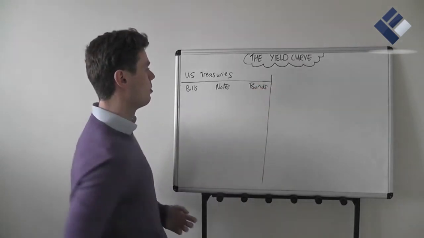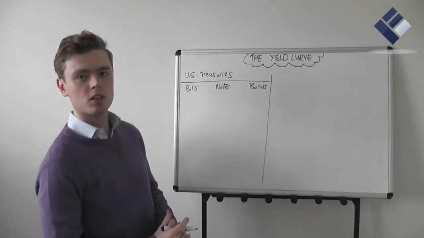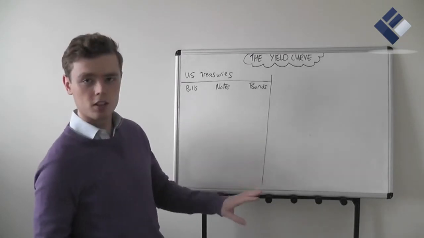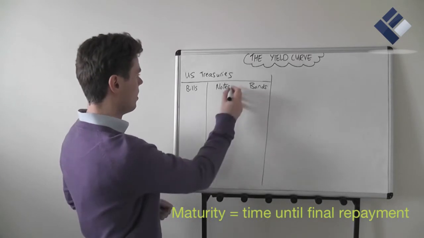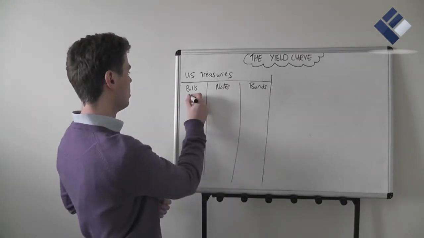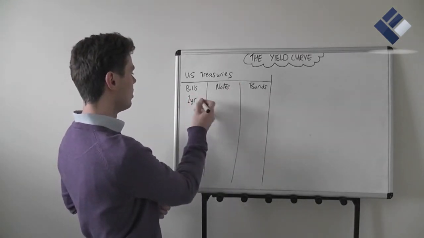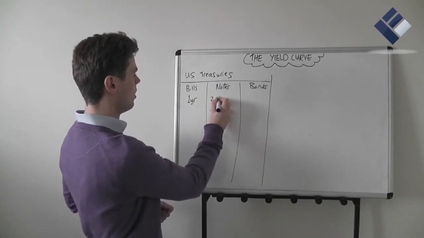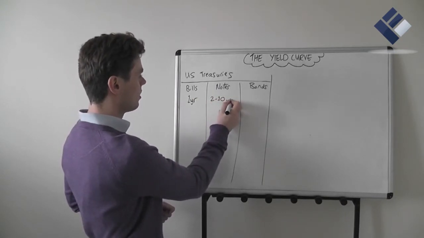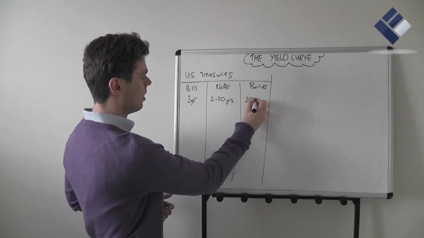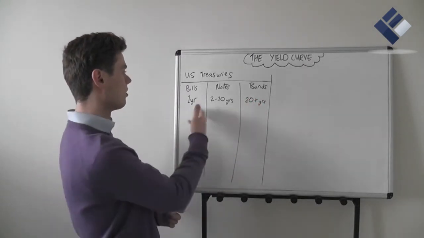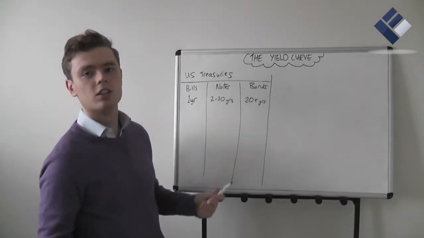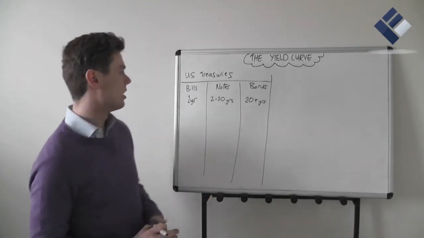Now, why do people split them up into three categories? Well, depending on the maturity of the bond, it will fall into a different category. So bills have a maturity of less than 1 year, notes are 2 to 10 years, bonds are 20 plus years. There's nothing really different about them, it's just for the sake of splitting them up.